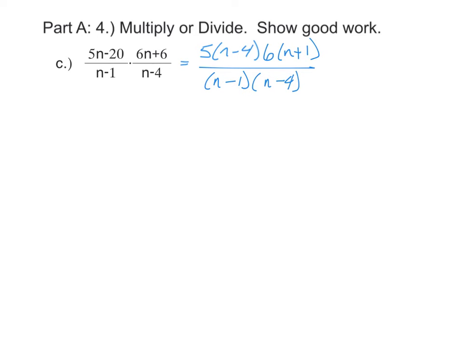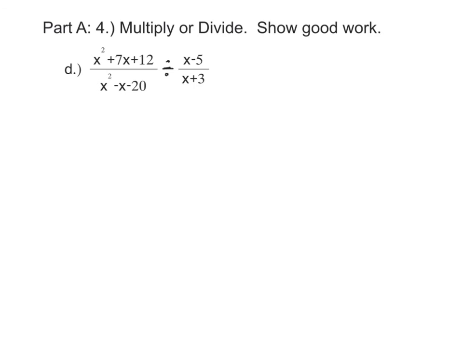So we go ahead and look for any factors that can cancel. N minus 4 is the same in the numerator and the denominator, so they'll cancel. However, this n minus 1 and n plus 1 are not the same, so they do not cancel. They look like maybe they should because of the plus 1 minus 1 thing, but they're not exactly the same factors, so they can't cancel. That means we're done, and it's just simplify. 5 times 6 is 30, n plus 1 over n minus 1, and that's it.